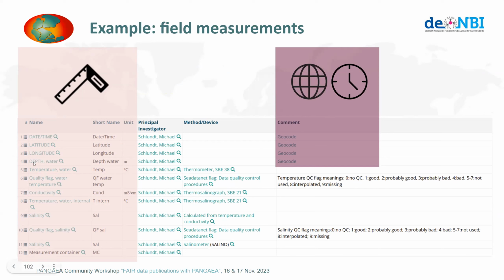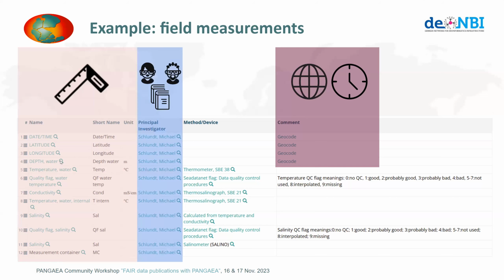So the geocode needs to have 3 dimensions because, well, simply from the parameter name, you know that it's the temperature of water. So it has to be somewhere below the sea surface, but you don't know exactly where. So therefore, you need the 3rd geocode, the elevation or depth, that tells you where the temperature was measured.